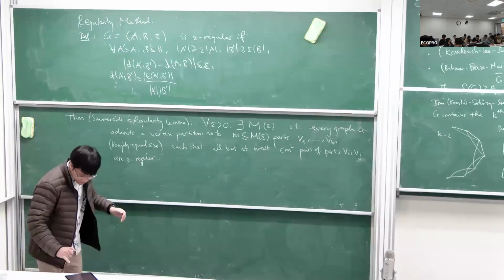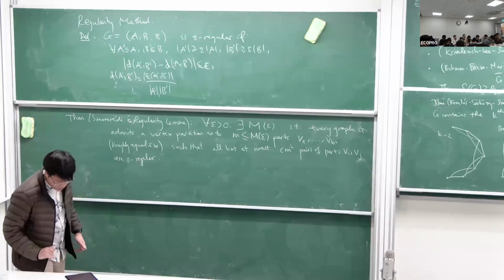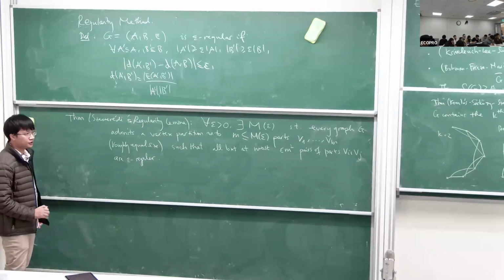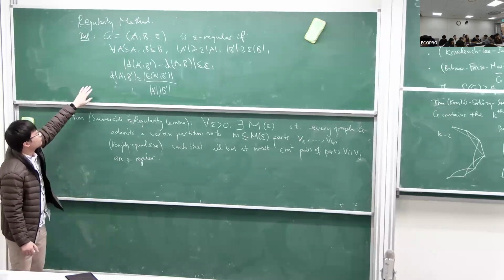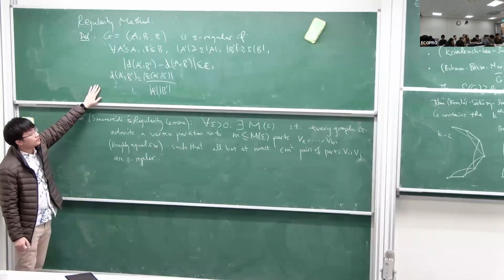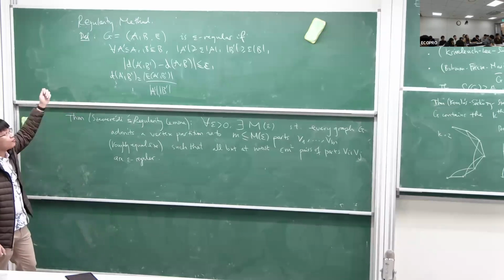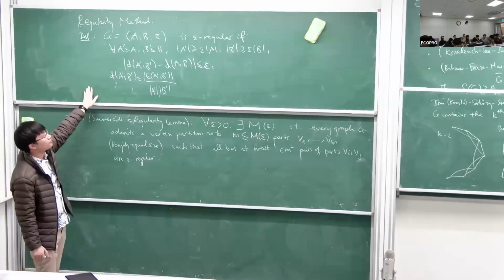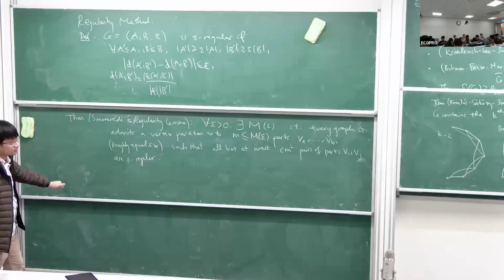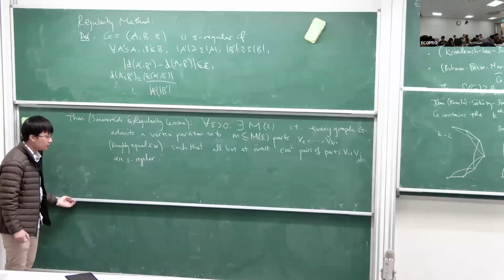So for us, we will need a little bit more than just epsilon regularity because we want to embed spanning structure. Even if we have an epsilon regular pair, there's no condition guaranteeing that every vertex in this graph has at least even just an edge going out of that vertex. We could have a vertex of degree 0 in a graph that is epsilon regular, and that is of course not good for embedding spanning structure.